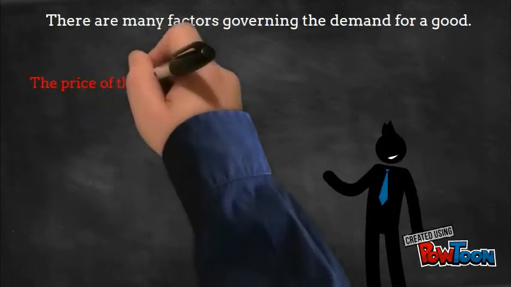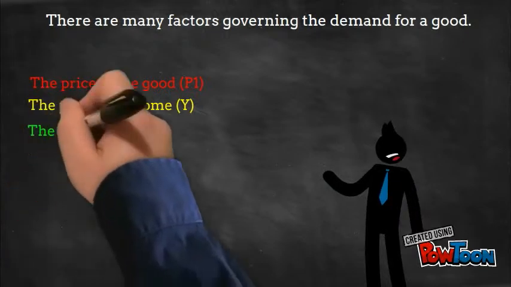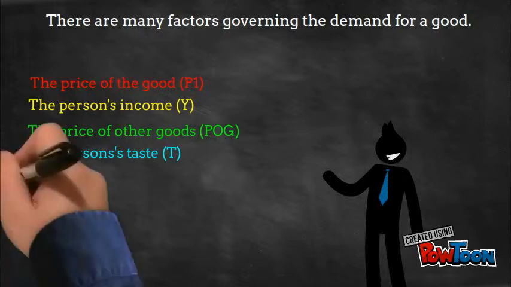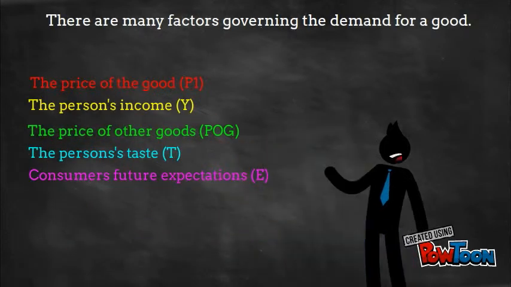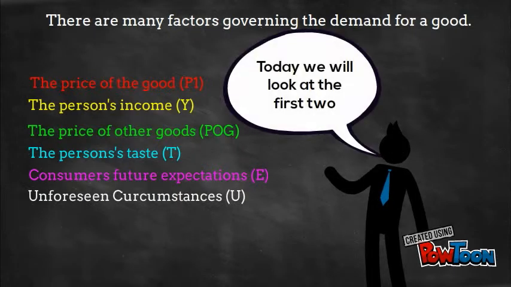There are many different factors governing the demand for a good. So you have the price of the good itself, the person's income, you have the price of other goods, you also have the person's taste, the consumer's future expectations, and we have unforeseen circumstances. But for today we're just going to look at the first two.